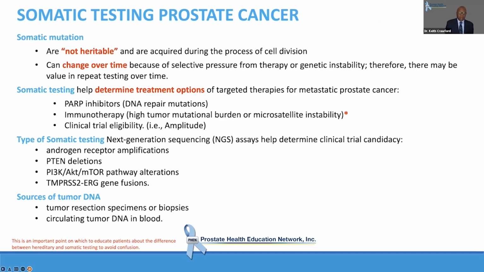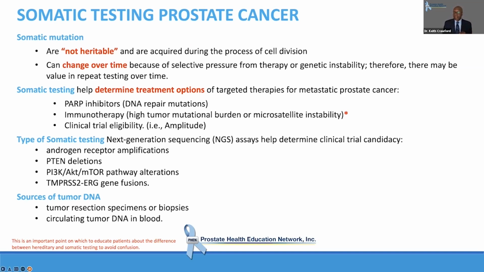Now, we've talked about this inherited component. Now let's talk about somatic testing for prostate cancer. Just to hear it again, somatic mutations are not inherited. What's interesting is they can change over time. That's why, even though you've been tested one time, your healthcare provider may want to test again to see if there's been a change in the overall genetic makeup of that cancer.